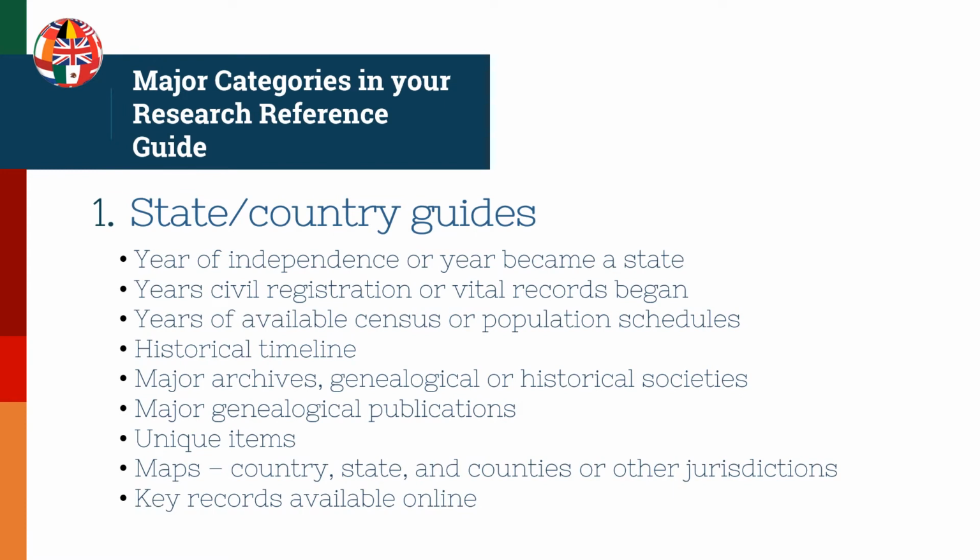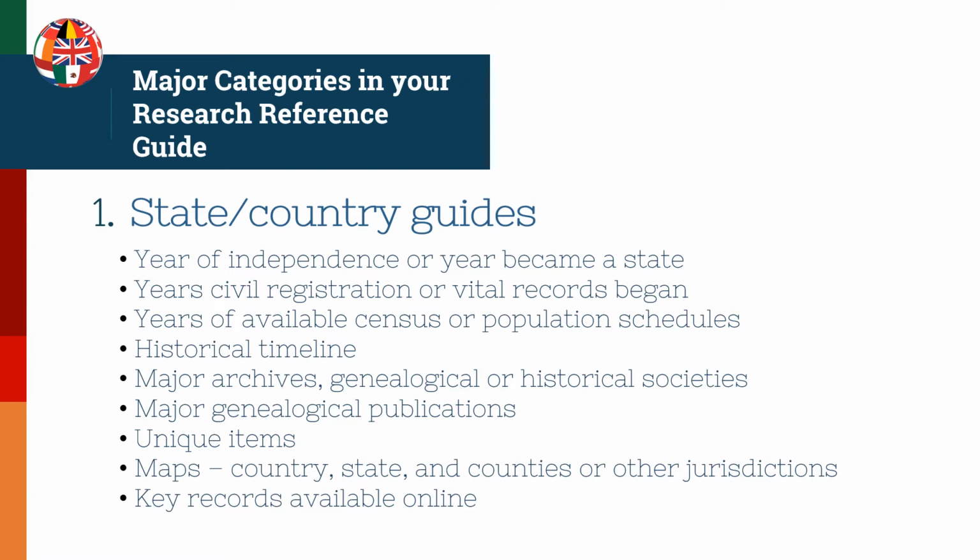The first category to consider is the state and country guides. For each ICAPGen region, you will want information about each individual state or region, as well as a general country guide. You would want to include such things as the year of independence, or the year it became a state, years of civil registration or when vital records began, also years of available censuses, and include federal, state, or territorial censuses. Also, historical timelines can be useful for some of the questions.